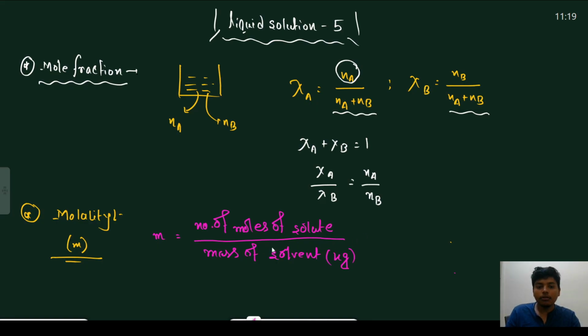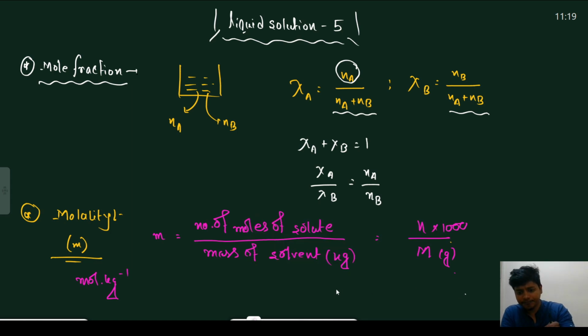Clear? So the unit of molality will be mole per kg. What does it mean? It means that in 1 kg of solvent, how many moles of solute are there? Sometimes the mass is not in kg. So number of moles divided by mass of solvent in gram, multiplied with 1000. Yes or no? This is the formula I told. Clear? So does anyone have any doubt regarding mole fraction or molality? Any doubt?